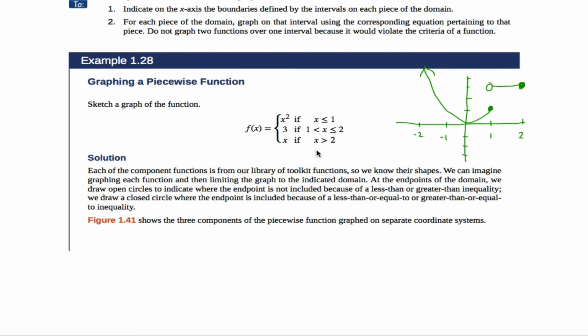And then if x is greater than 2, I want to draw my diagonal line. That's a little bit hard to do because my picture is so screwed up, but I think my diagonal line will go through this point, and then it would look like that. So this right here is kind of what your graph would look like.